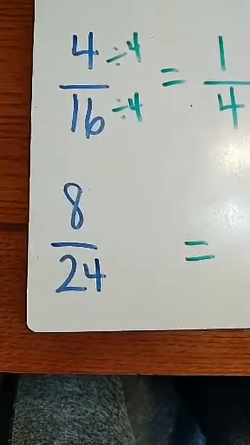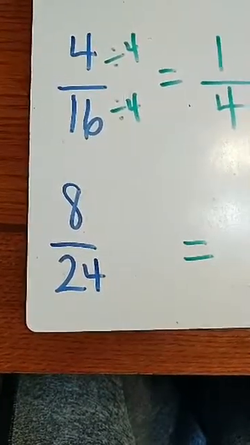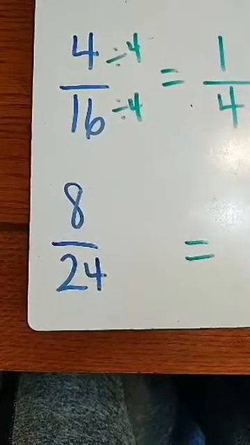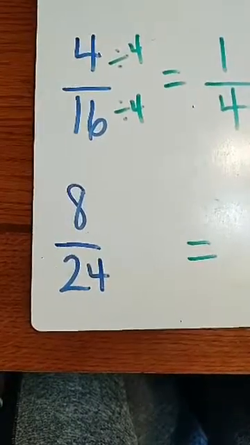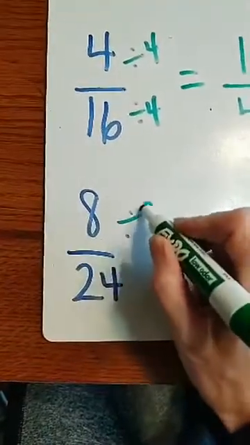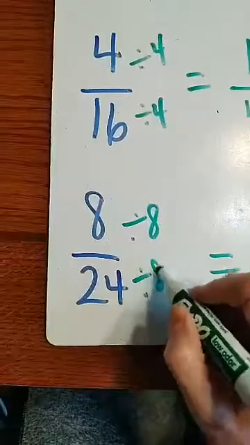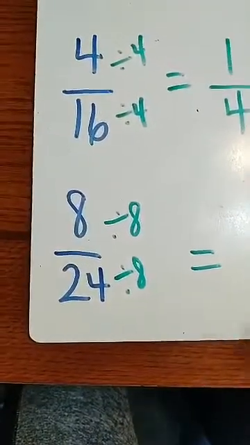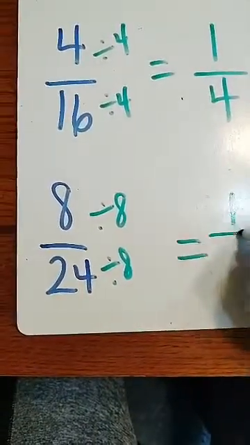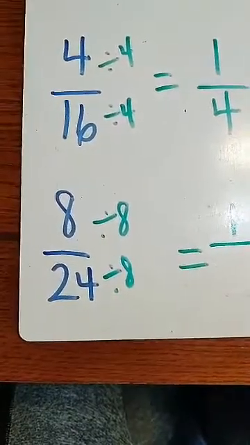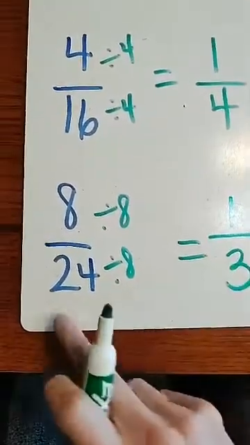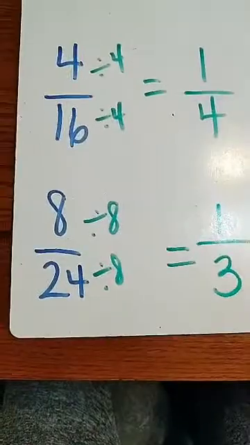Well, we could do 2. We could do 4, but I think there's something bigger. You're right, we can do 8. We can divide both of these by 8. 8 divided by 8, 1. 24 divided by 8, 3. So 8/24 is equal to 1/3.